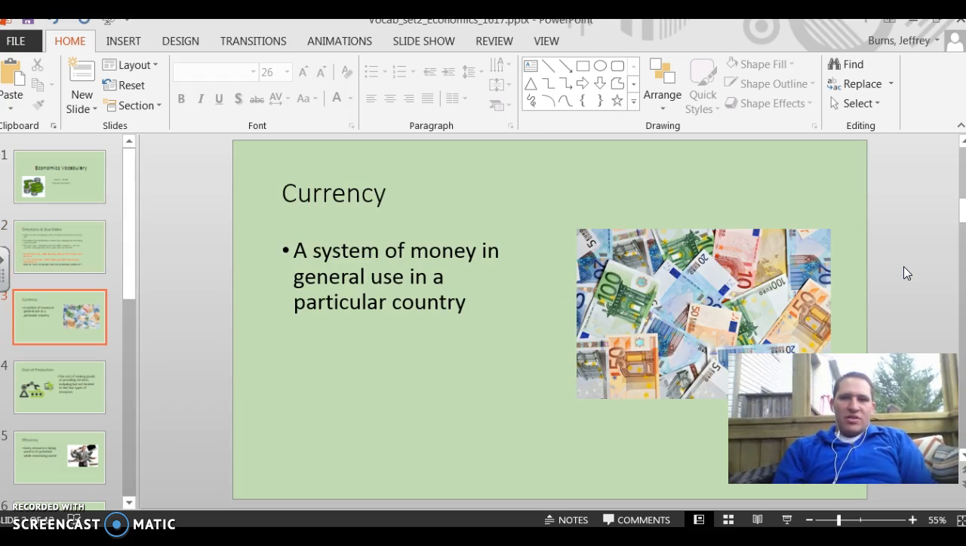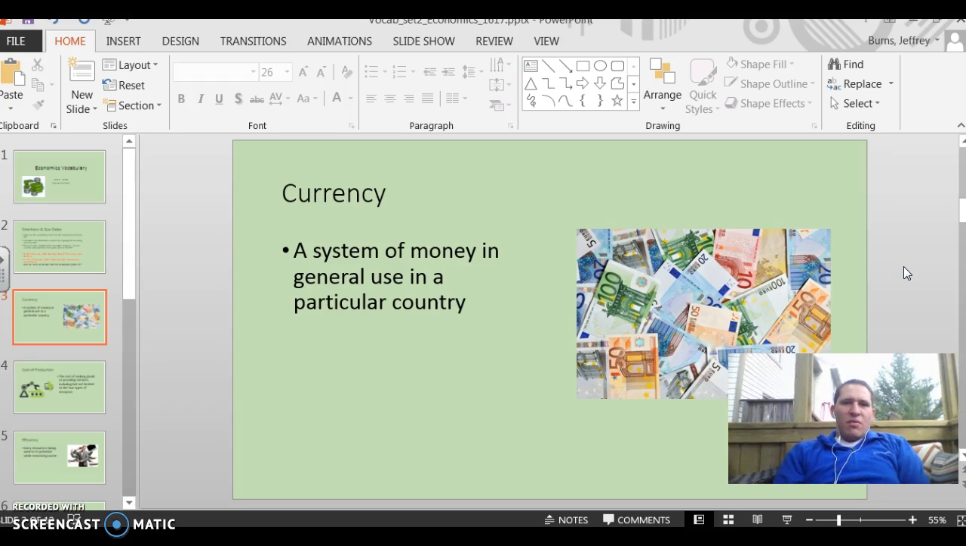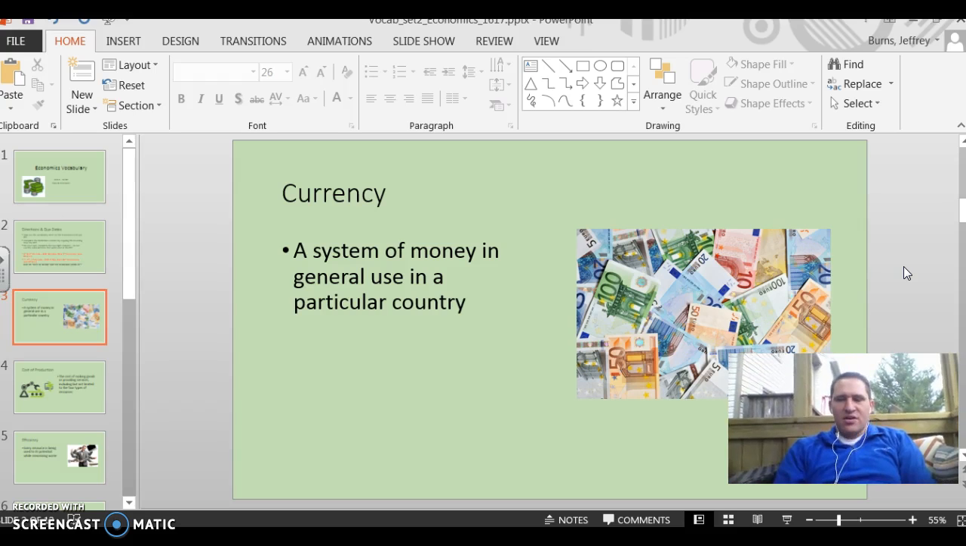Here we go. We have currency. This is our first definition here. System of money in general use in a particular country. The United States currency is the dollar. You have the pound in Britain. You have the euro in much of Europe, the European Union.